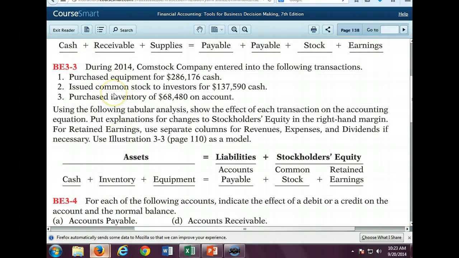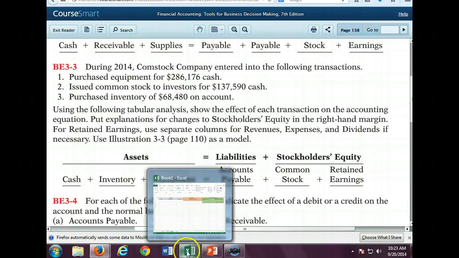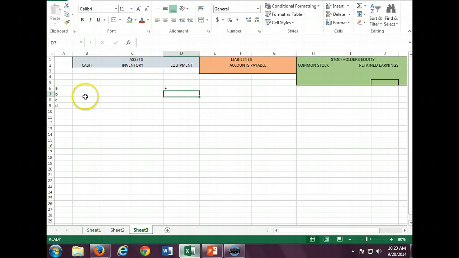Issued common stock to investors for $137,590 cash. What accounts get affected? Cash does what? Increases. What else increases? Common stock increases. We've issued them. So our equity section increases.